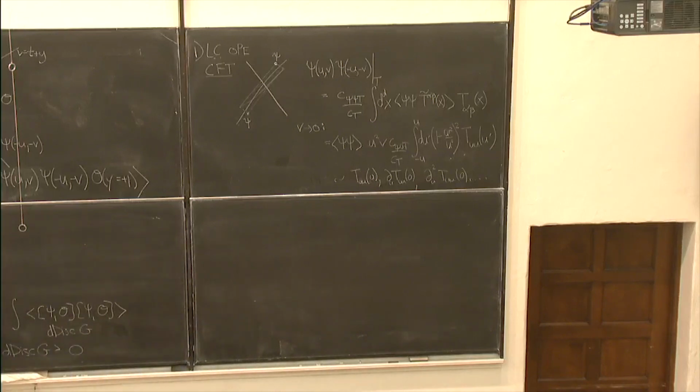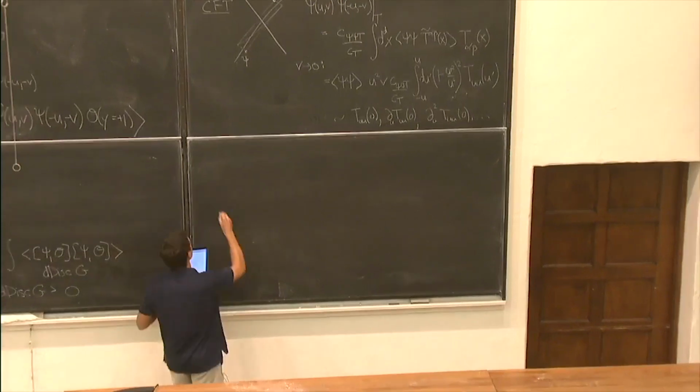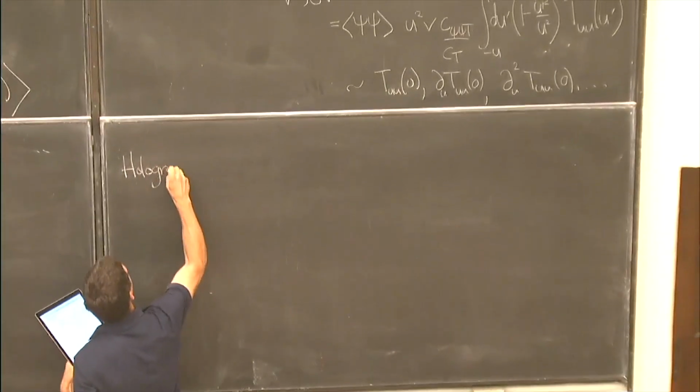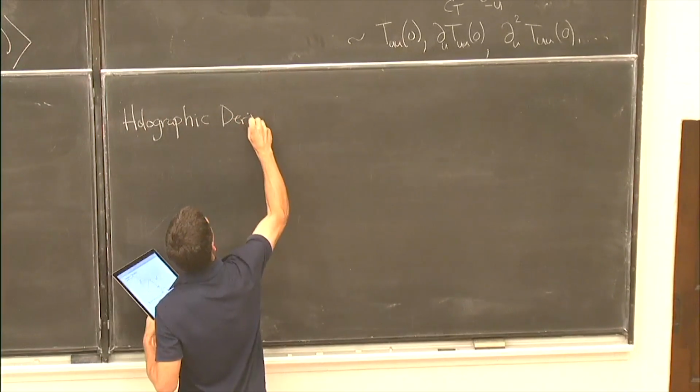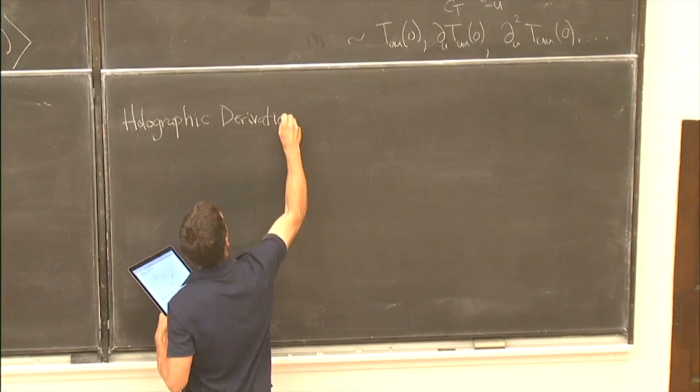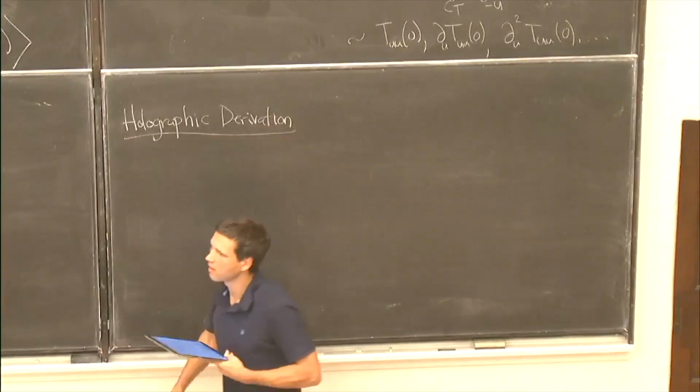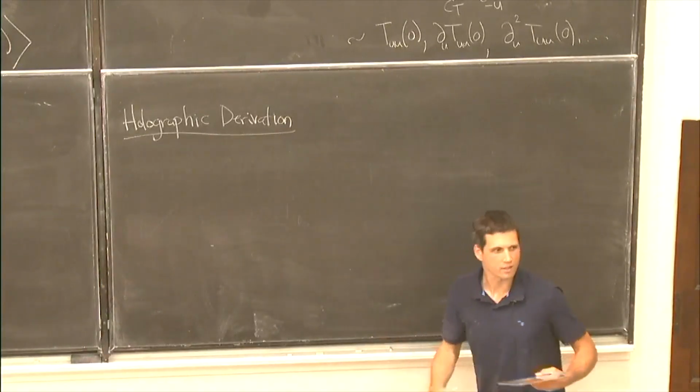Okay, so I did that sort of quick, but that's because what I really wanted to do was give the holographic derivation of this formula. And this is sort of what underlies the intuition for the ANEC and what the ANEC has to do with causality and time delays.